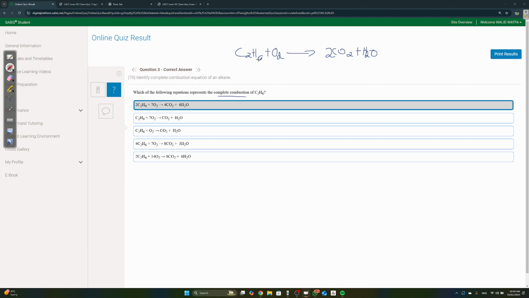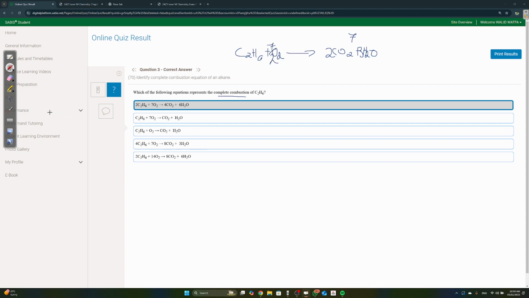You have 2 carbons. You have 6 hydrogens here, but you need to multiply this by 3. Okay. Now you have carbons and hydrogens both balanced. You have 4 oxygens here and 3 oxygens here, so you have 7 on the right, but you have O2 here, so what can you do? You can multiply by 7/2.